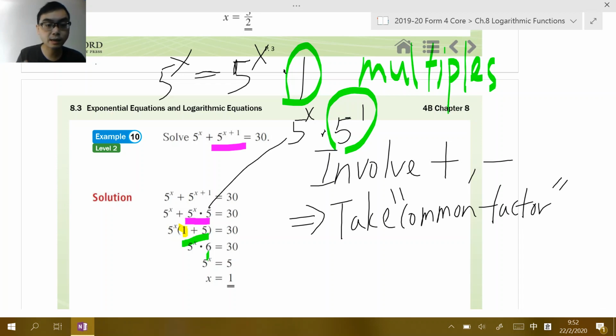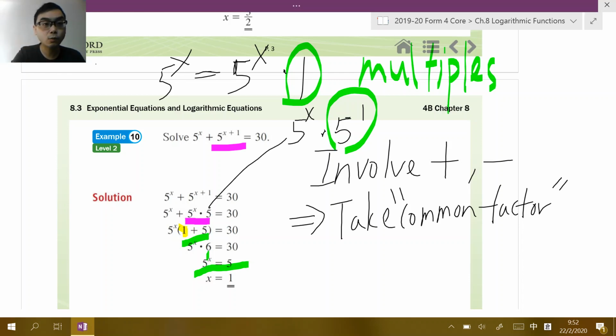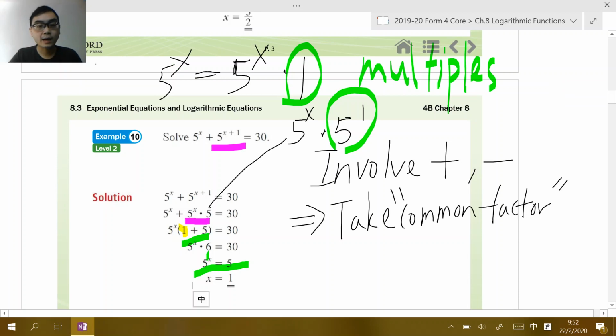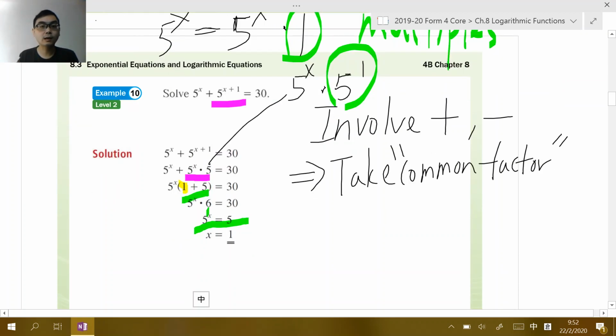For example, you can get 6. So this number 6, not involving any power of x, can be divided to the right together with the other numbers on the right. So you can see it. Finally, you will get a very simple thing: 5 to the power x equals 5. Then you can get x equals 1. Now, this is the kind of question where we have to take out the common factor.